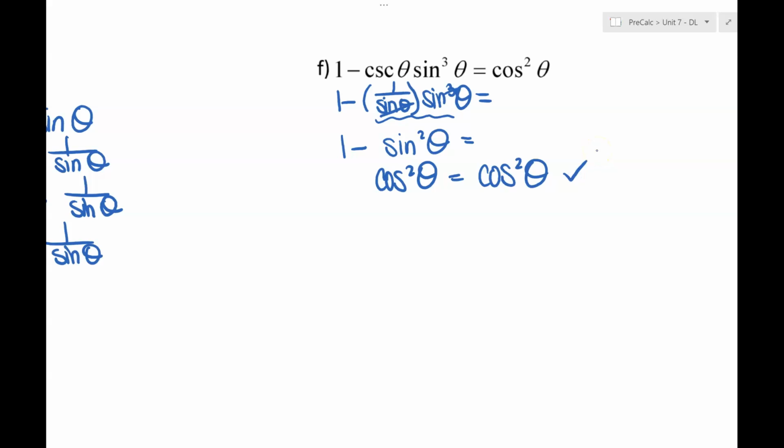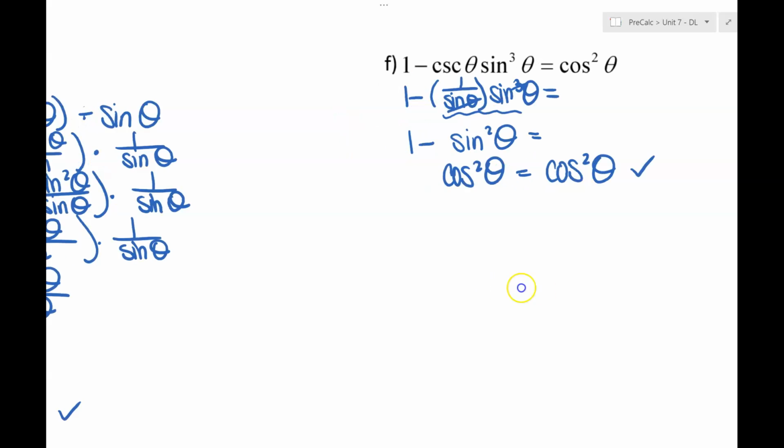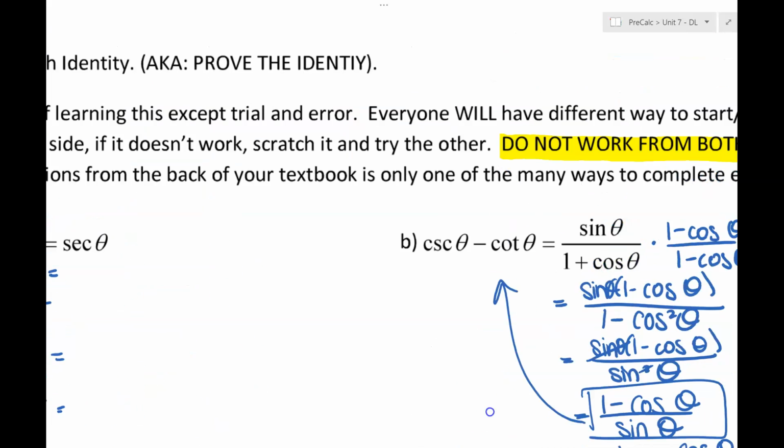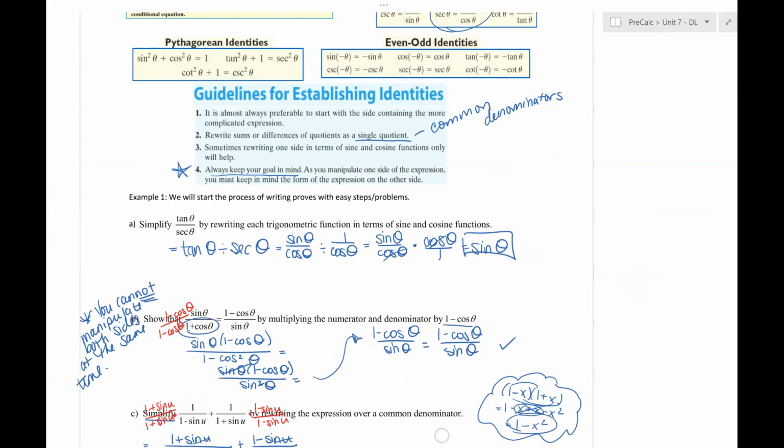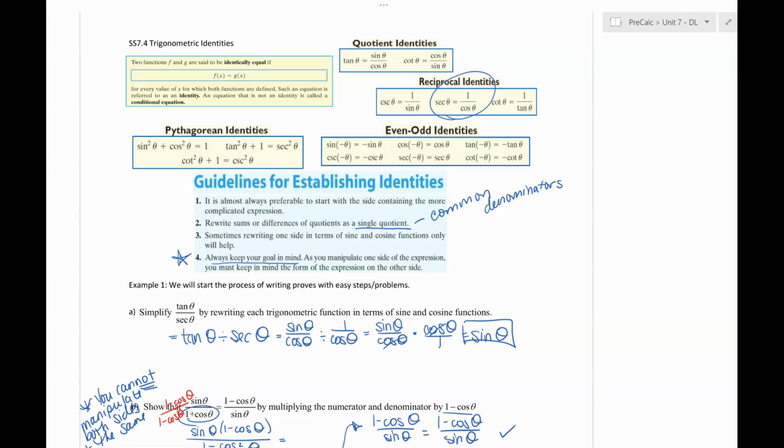I promise you, they are not scary. They're not, well, maybe they're a little scary at first, but if you guys have your identities right next to you, remember the even odds, reciprocals, all those good ones. Pythagoreans are by far the ones that are used the most. And remember your guidelines. What can I do? What can I not do?